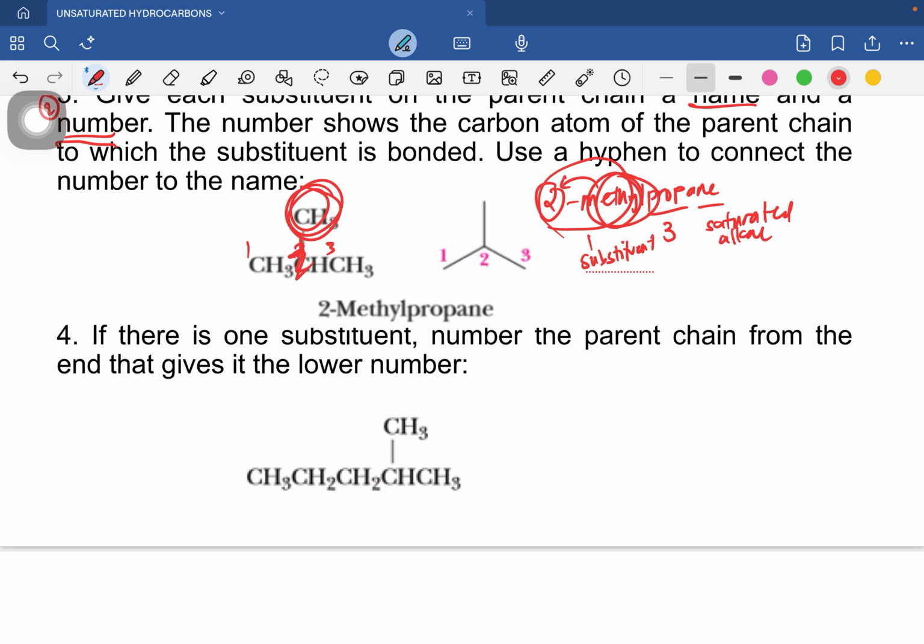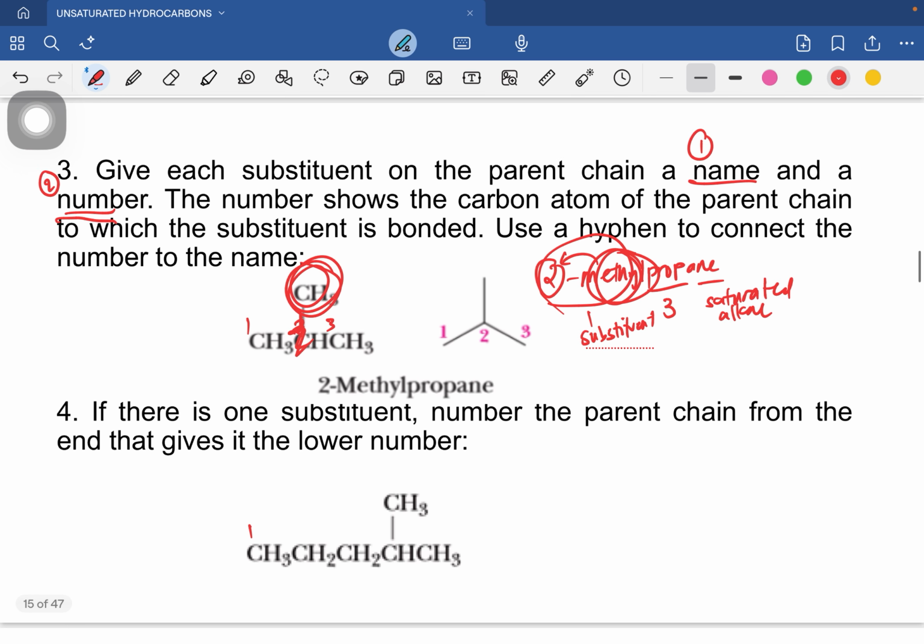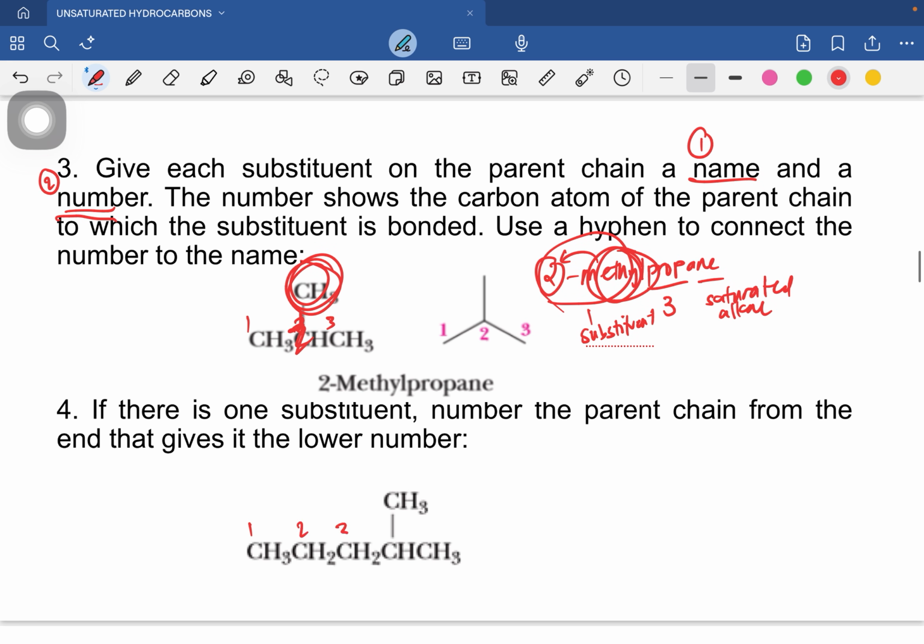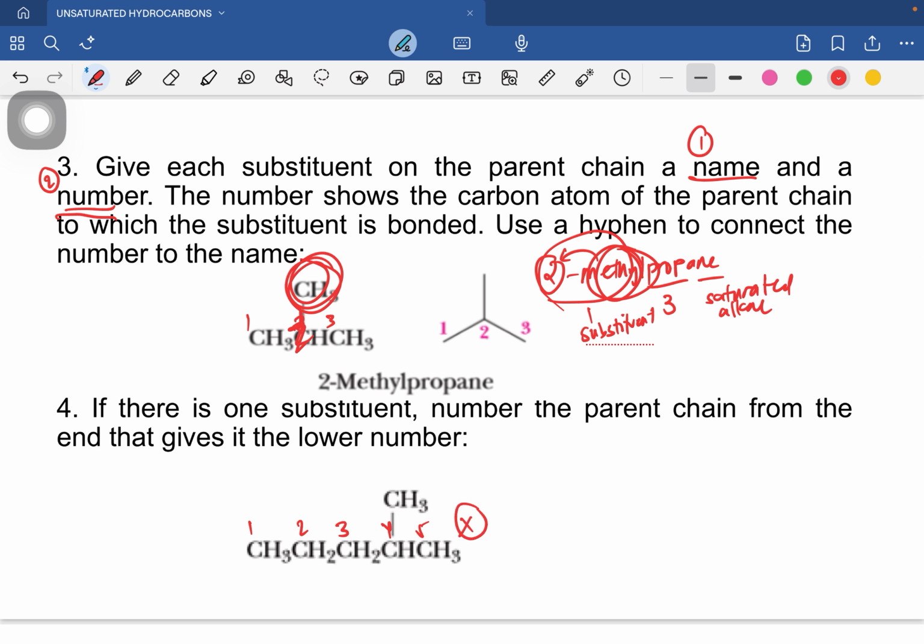Is it from the left or from the right? Okay, doon po sa direction kung saan it will give you the lowest number of substituent location in the carbon chain. So for example, if you're going to start counting here, 1, 2, 3, 4, 5, okay, this is actually incorrect.